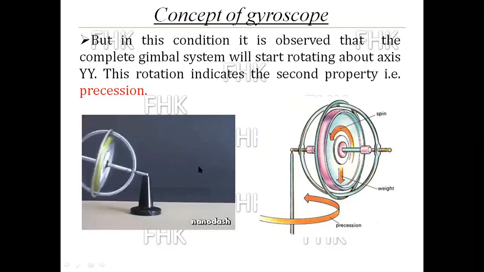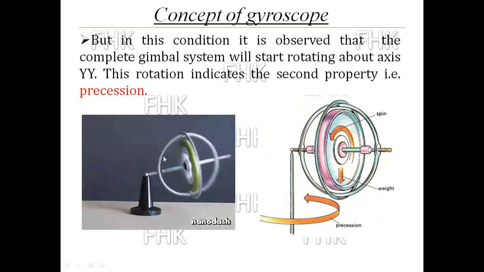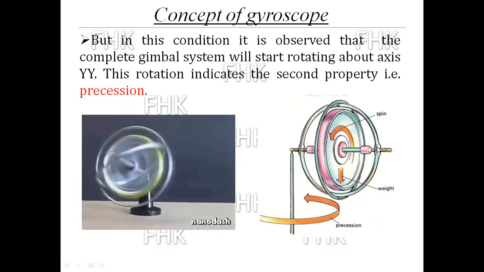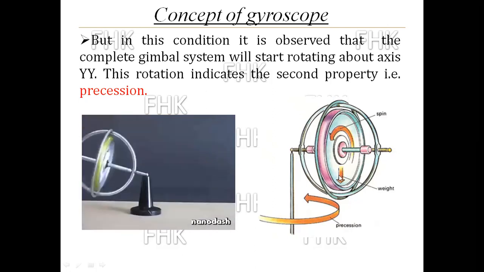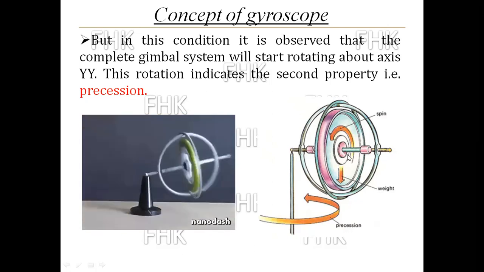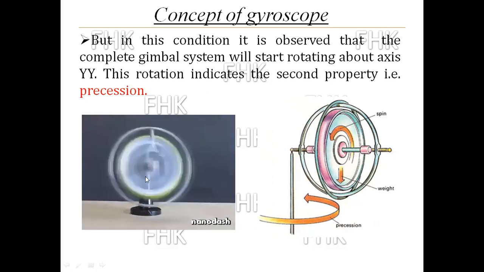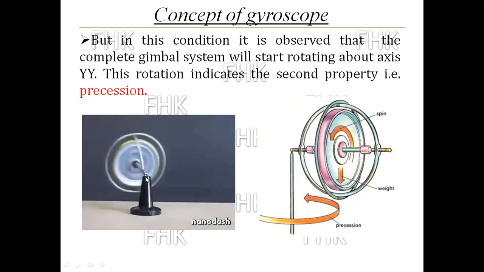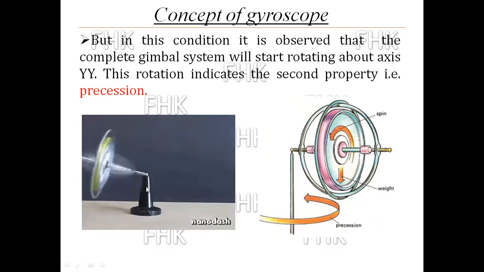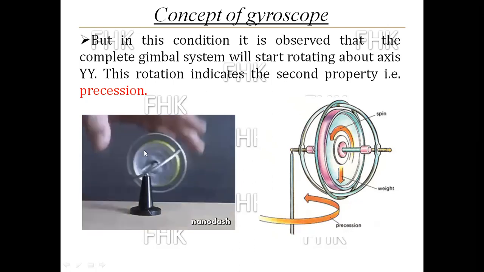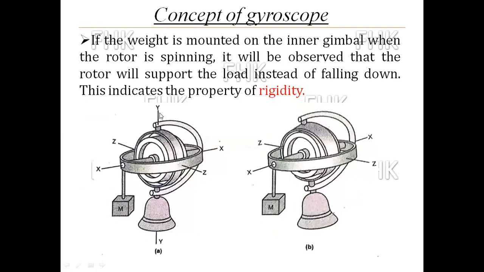That means you can see in this image the rotor is spinning about the horizontal axis, and on that horizontal axis the rotor is spinning. Due to that spinning, if you give support or apply a load on that horizontal axis xx, it will directly start rotating about the vertical axis yy. This is the vertical axis yy.